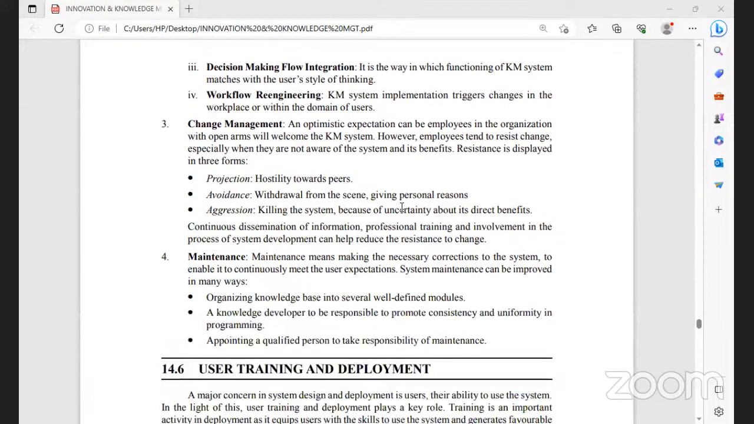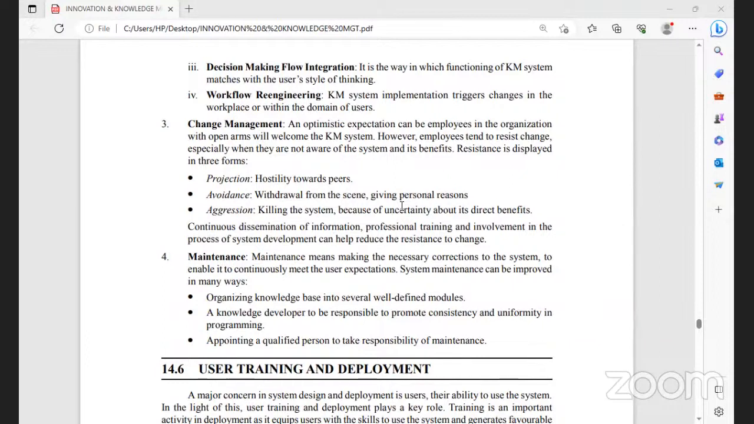Change management. An optimistic expectation can be that employees in this organization will welcome the knowledge management system with open arms. However, employees tend to resist change, especially when they are not aware of the system and its benefits, relating to projection, avoidance, and aggregation.